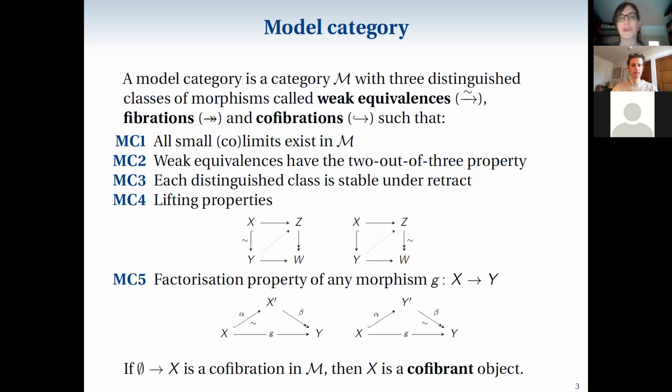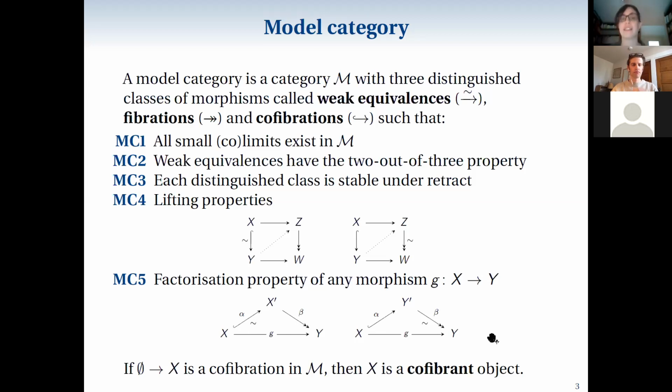The most important axiom, and I'm going to talk over and over about this one, is the factorization. What we want to be sure of is that once we have a morphism between two objects in the model category, then we can factorize it as a cofibration which is also a weak equivalence, followed by a fibration, and at the same time we also want a factorization in which we have first a cofibration and then a fibration which is also a weak equivalence.